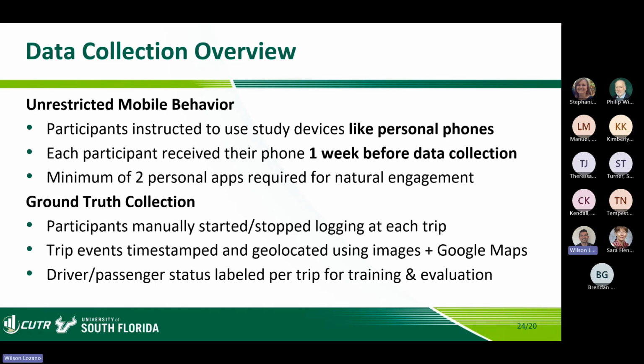Continue with data collection overview, then unrestricted mobile behavior. The participants were instructed to use the device like their personal phones. For this purpose, each participant received their phone at least 1 week before data collection. And we suggested the participants install at least 2 personal applications. In that way, they might be forced to interact with the phone often. Then they try to use that phone as their personal device.